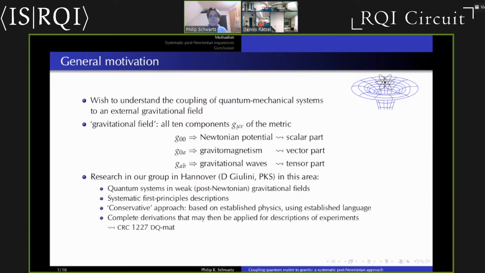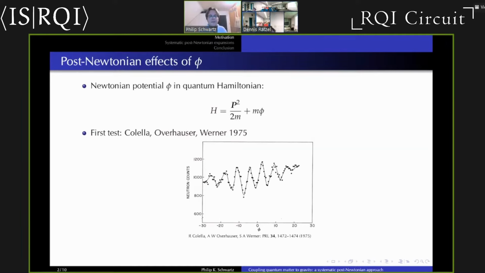Okay, so that's the general motivation. But now I want to go into some more details. I mentioned before that we are interested in all kinds of gravitational effects, but let's for now just look at the Newtonian potential. We can just include the Newtonian potential into a quantum Hamiltonian in the usual way. We just add the potential.